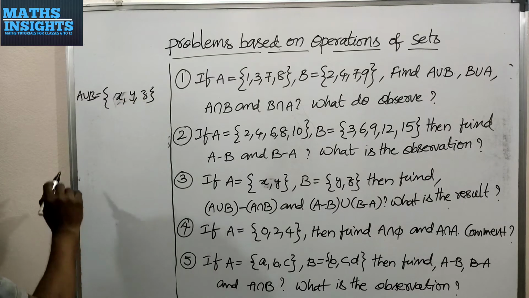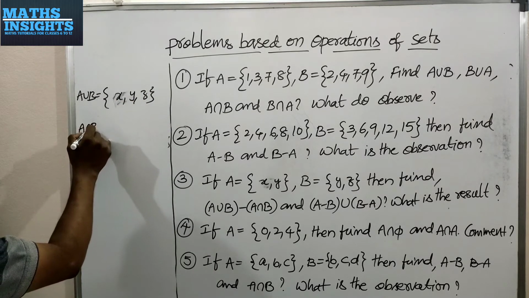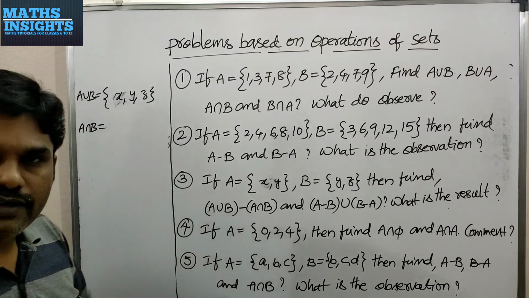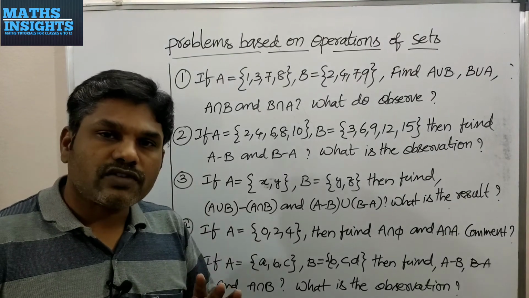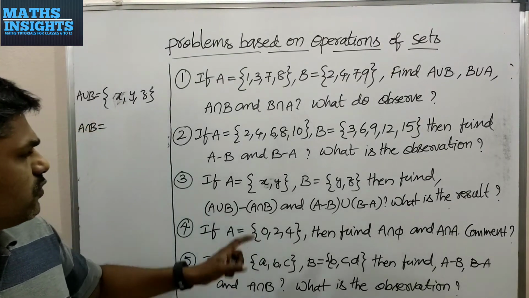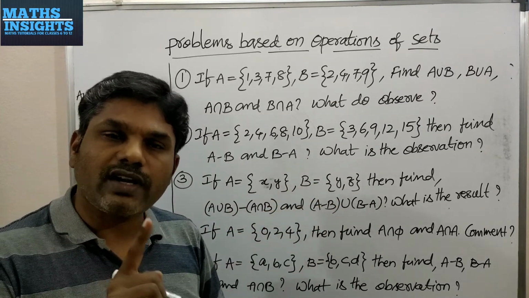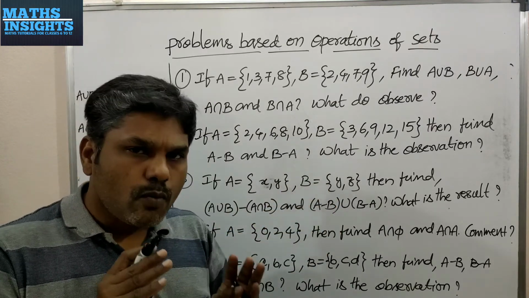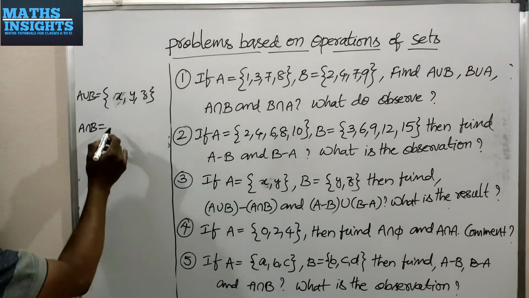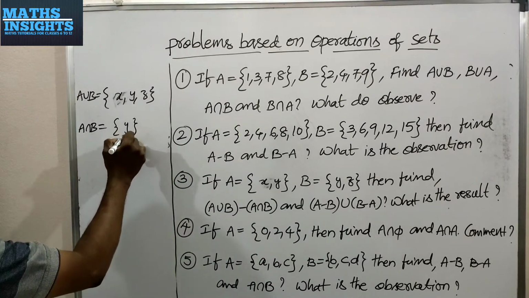And also what is next? A intersection B. You know what is meant by A intersection B: common elements of both A and B. If you observe the elements of A and B, here you have only one element which is common to both A and B. Therefore A intersection B is Y only.